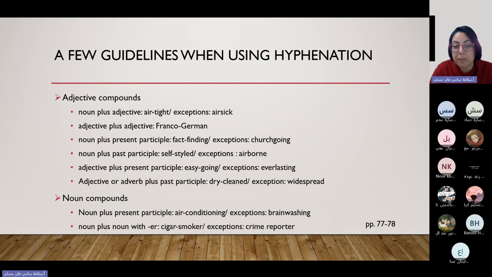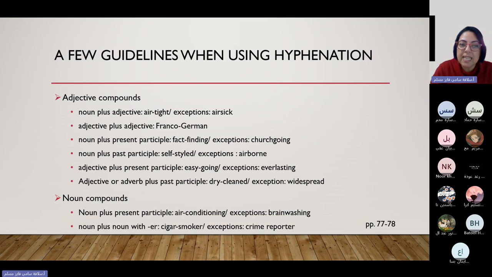Adjective plus cleaned, past participle. Exception, widespread. Okay, so these exceptions, learn them by heart. You have some rules, try to remember them. I mean, with practice, you can remember them.